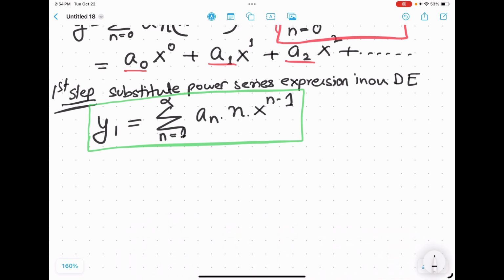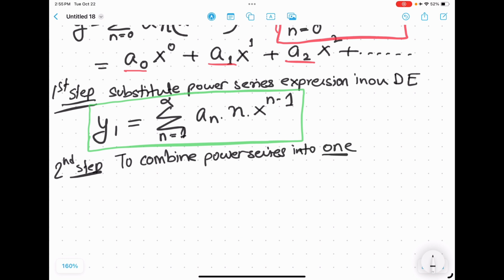Once we have these general power series forms, we can substitute them in our main differential equation. Once we do that, we will have multiple power series. Then our second step would be to combine those power series into one single power series.